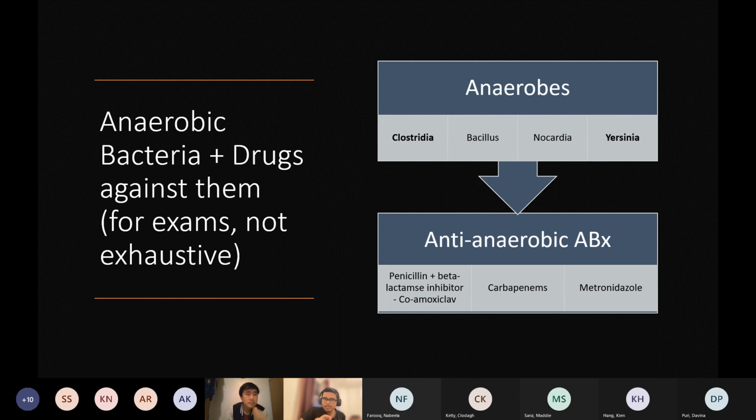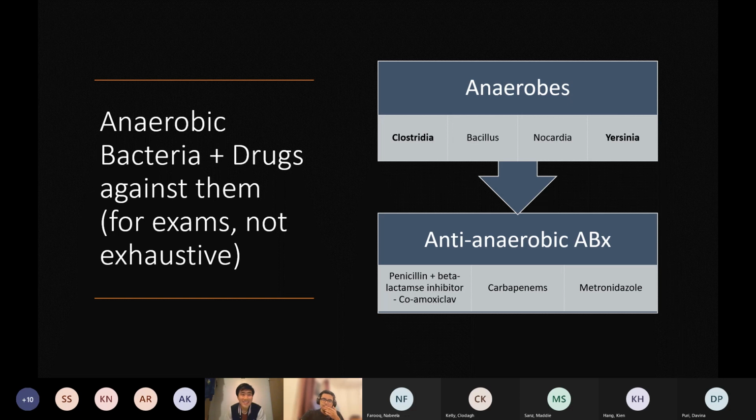So what's the one? Yeah, so C. diff or any Clostridia are anaerobic. Some forms of E. coli can be, but they're not obligate anaerobes. They're facultative. Basically, it depends on the situation. They can kind of switch. These are obligate anaerobes where you can't. They absolutely have to be anaerobic. We'll talk about Clostridia really briefly in a minute, but does anyone know what Yersinia causes?